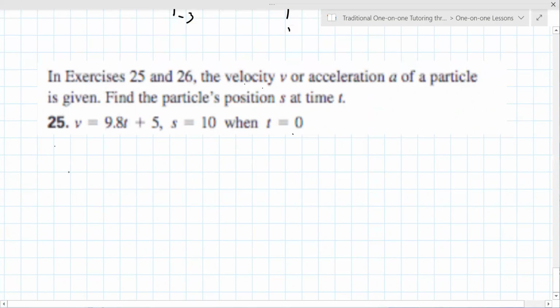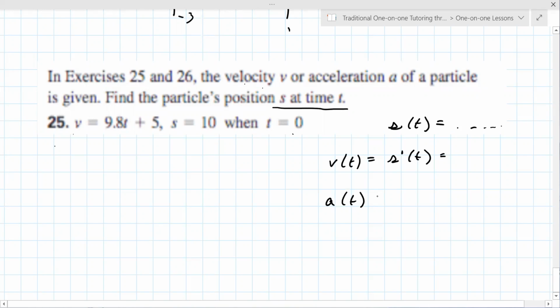Okay, the velocity is given here, and they want you to find the position function. So if I give you the position function, if I say s of t equals whatever, v of t, the velocity, is equal to the derivative of this function. Okay, that's straightforward. And the acceleration a of t is the derivative of velocity. Maybe you know that. I don't know how clear that is, but you probably have seen that in class.